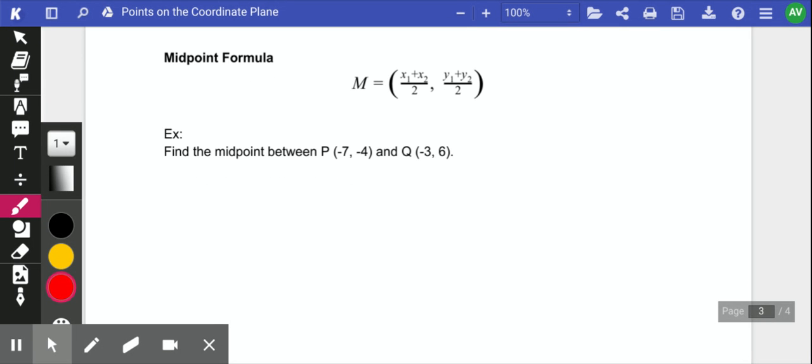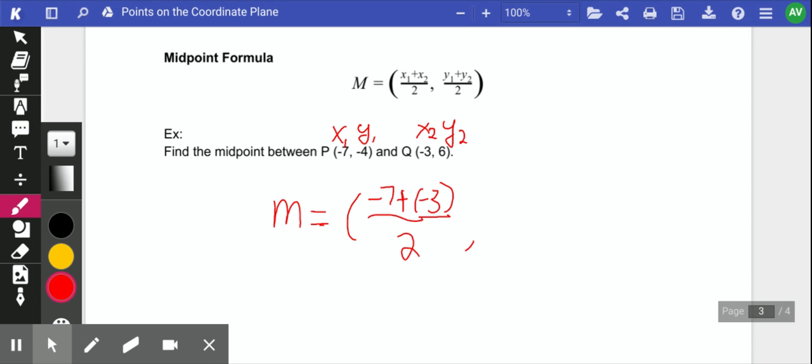All right, midpoint. Find the midpoint between point P, -7, -4, and point Q, -3, 6. So for midpoint, I'm going to plug into our formula. Just as a quick reminder, -7 is x1, -4 is y1, and for Q, -3 is x2, 6 is y2. Okay, now we've got x1 plus x2 over 2. And then for y is -4 plus 6 over 2.